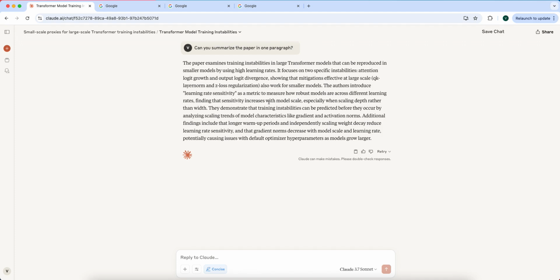They demonstrate that training instabilities can be predicted before they occur by analyzing scaling trends of model characteristics like gradient and activation norms. Additional findings include that longer warm-up periods and independently scaling weight decay reduce learning rate sensitivity, and that gradient norms decrease with model scale and learning rate, potentially causing issues with default optimizer hyperparameters as models grow larger. Okay, so I had a feeling it was a very rich paper, and this confirms that.